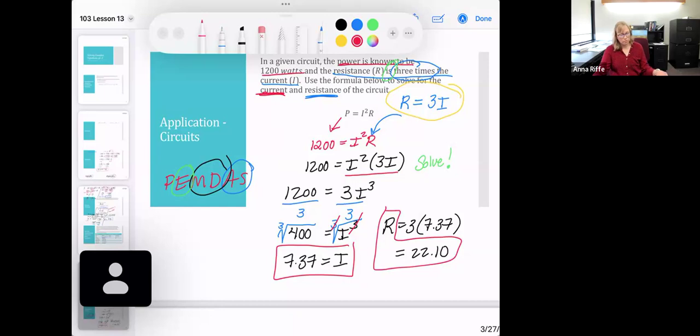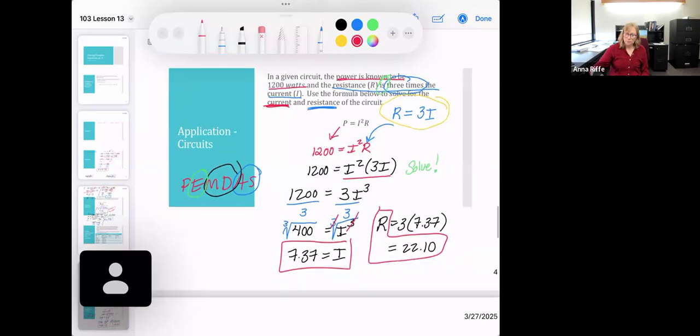Questions on that? There is a little bit of a margin of error allowed for these problems. So sometimes you can use the rounded version, but I recommend that you lean on the unrounded version, just in case. Okay.